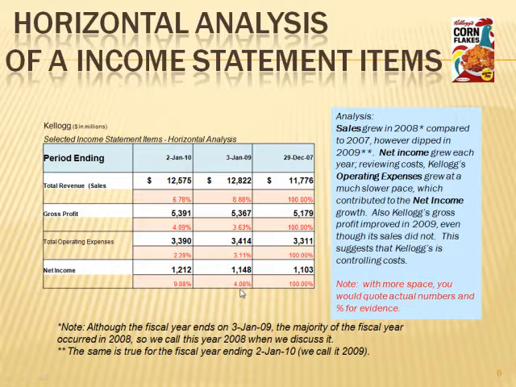Net income grew each year. 2008 with a 4.08% growth over the base year, and 2009 with a 9.88% growth over the base year. Reviewing costs, Kellogg's operating expenses grew at a much slower pace, which we know is good news. 3.11% over the base year, and actually they reduced operating expenses in 2009 to 2.39% growth over the base year.